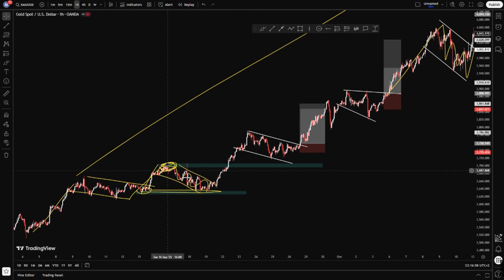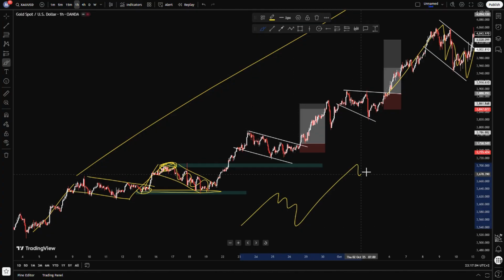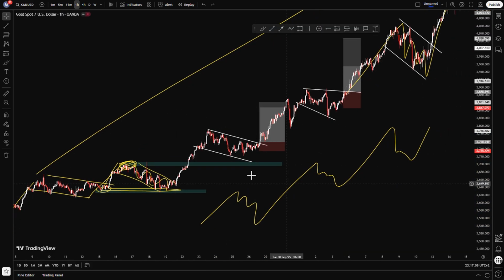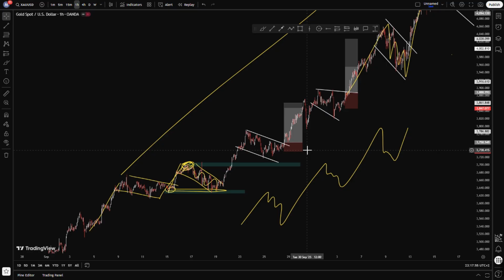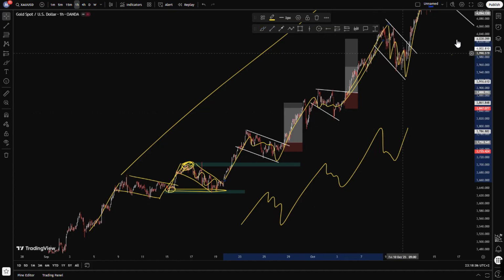As you can see, price has been pushing to the upside: impulse, correction, impulse, correction, impulse, correction, impulse, right? This is how price has been moving. Price has been pushing nicely to the upside. Look at this chart, guys. You don't have to complicate things, right? You see impulse, correction, impulse, another correction, impulse, correction, right?